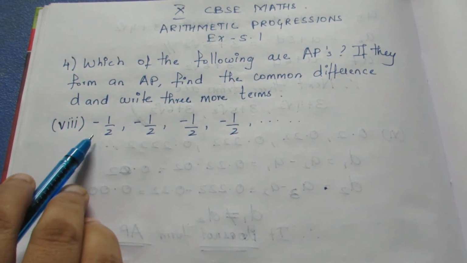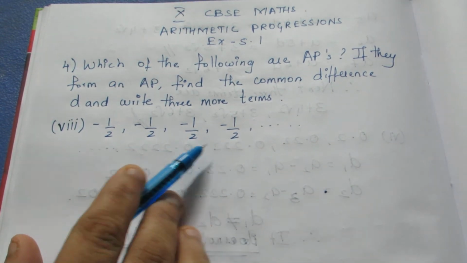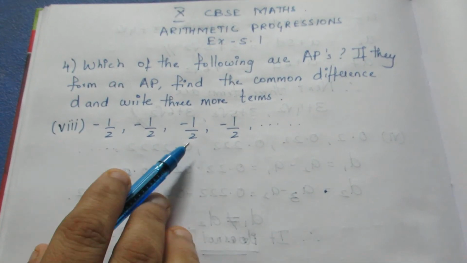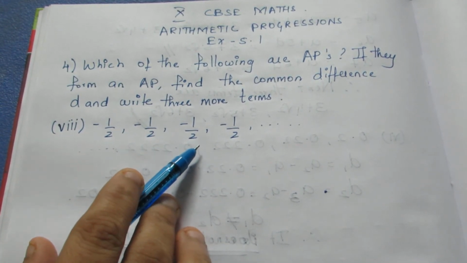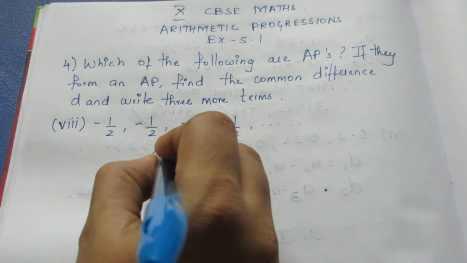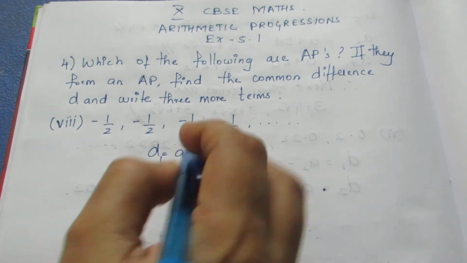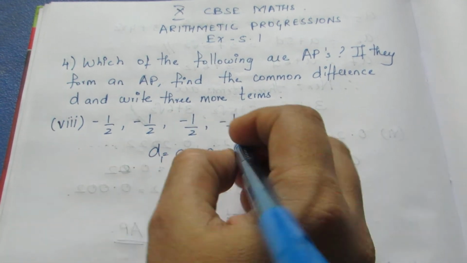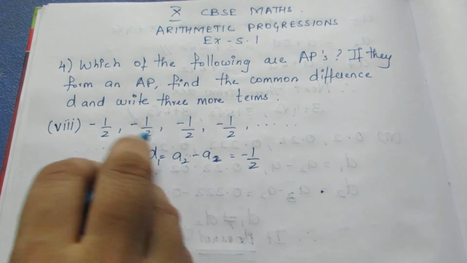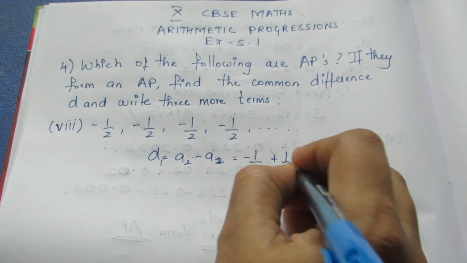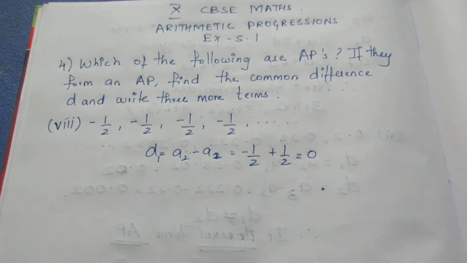In the 8th question, it is given: minus 1 by 2, minus 1 by 2, minus 1 by 2, minus 1 by 2. Here we need to find 2 or 3 common differences and check whether they are in AP. If they are equal, they form an AP. For D1, it is A2 minus A1, that is second term minus the first term. So minus 1 by 2, minus of minus will become plus. So plus 1 by 2 minus 1 by 2 get cancelled and become 0.